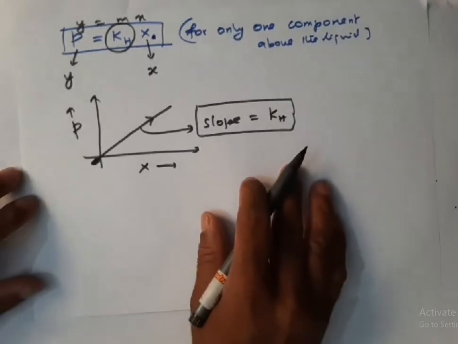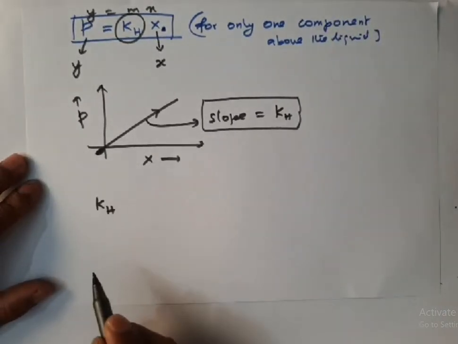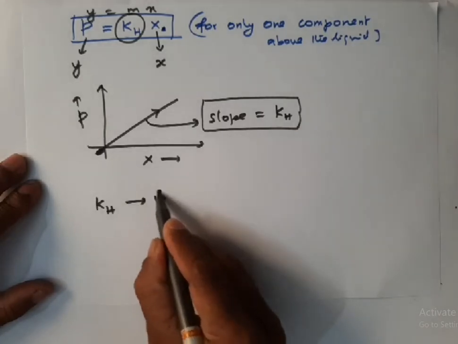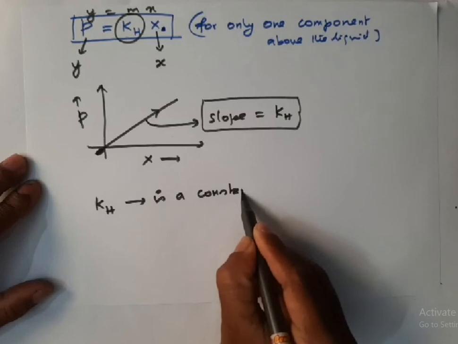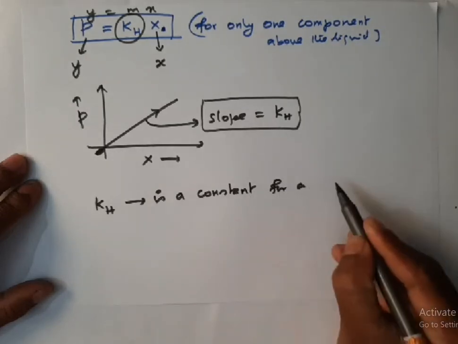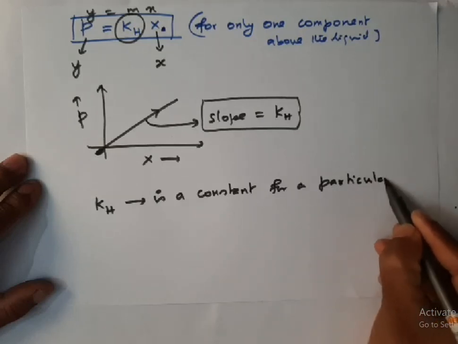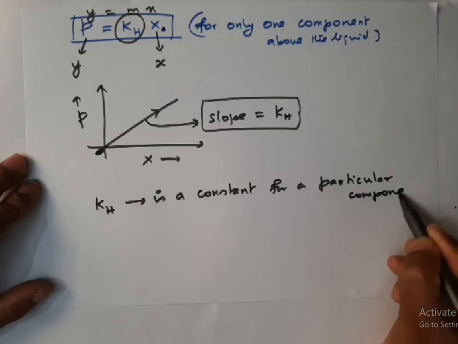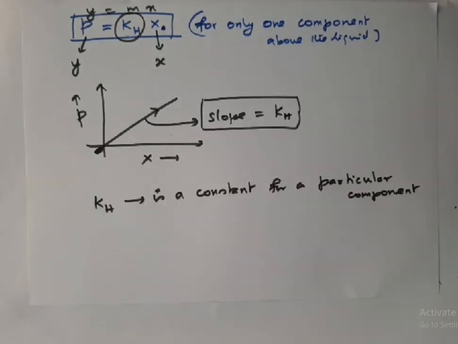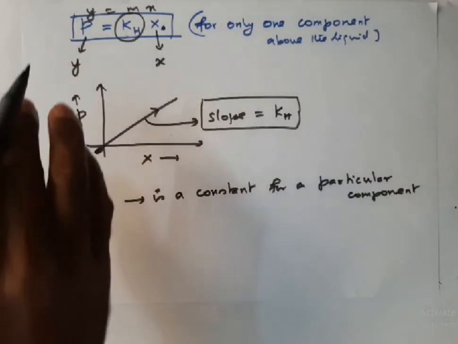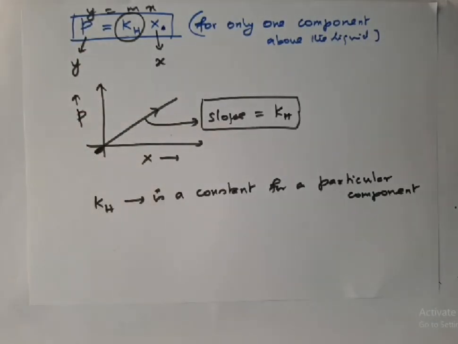And listen, students, this is very important. Henry's law constant KH is a constant for a particular component or molecule. What is meant by that? Suppose you have nitrogen gas above the liquid, for nitrogen gas we will have a value of Henry's law constant. For oxygen gas, you will have a different value of the constant. So the Henry's law constant will differ from gas to gas.